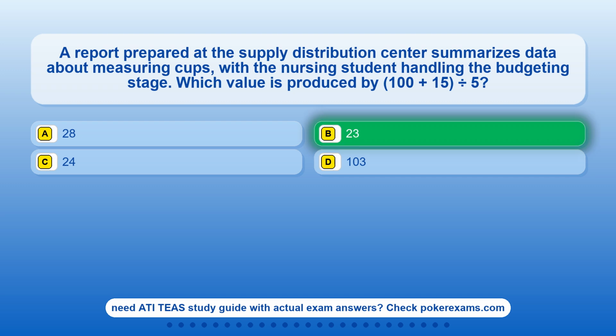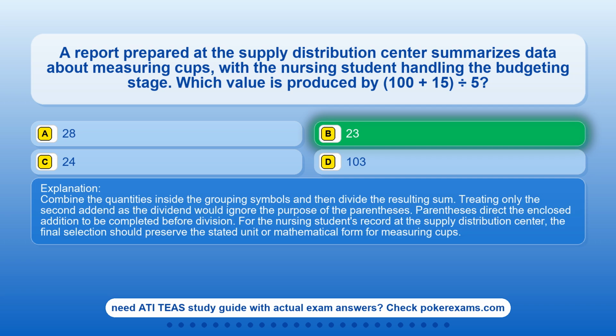The correct answer is Option B, 23. Combine the quantities inside the grouping symbols and then divide the resulting sum. Treating only the second addend as the dividend would ignore the purpose of the parentheses. Parentheses direct the enclosed addition to be completed before division. For the nursing student's record at the Supply Distribution Center, the final selection should preserve the stated unit or mathematical form for measuring cups. Question 8.